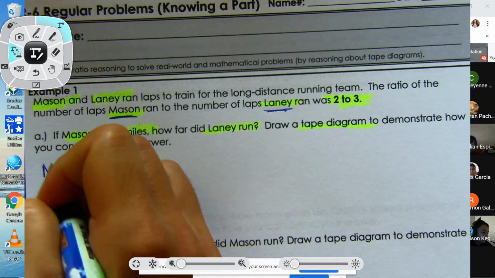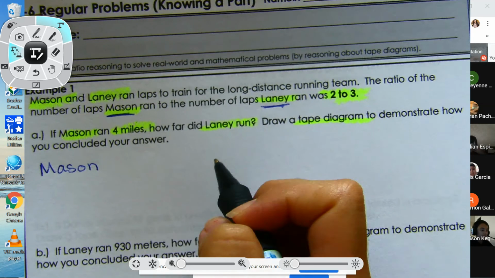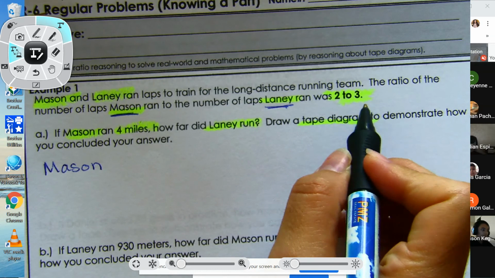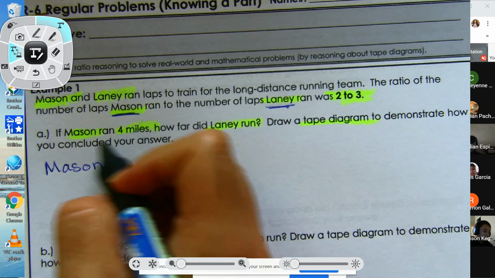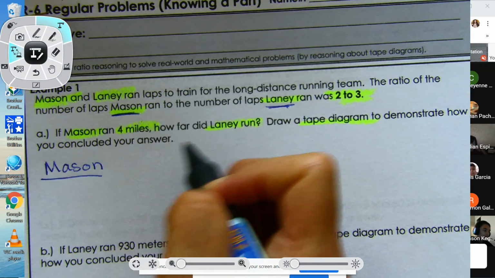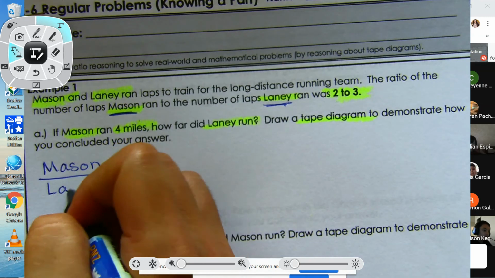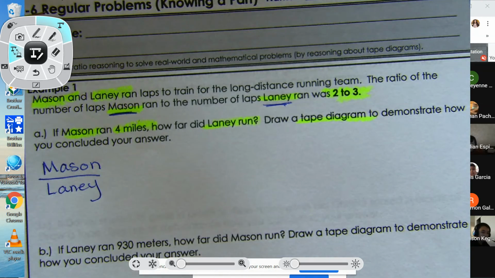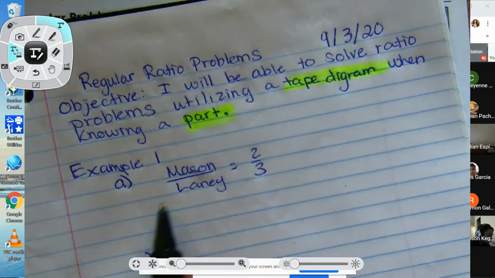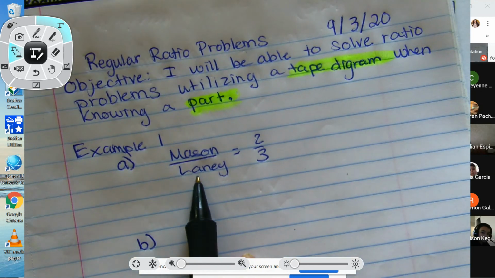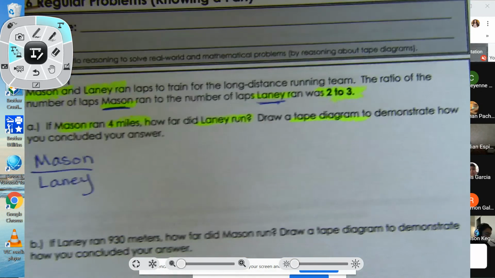So we're going to start off by writing Mason, and we're going to write it in the form of a fraction because we're dealing with a ratio here, 2 to 3. So we're going to put the labels as a fraction, Mason over Lanny. So in your notebook, it should look like this. You should put Mason over Lanny. So we write the label.